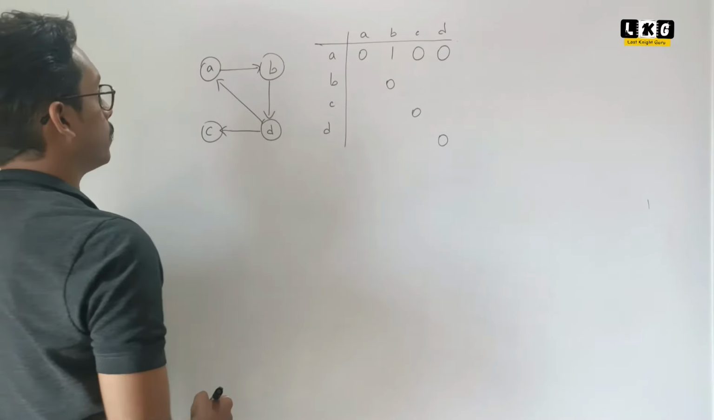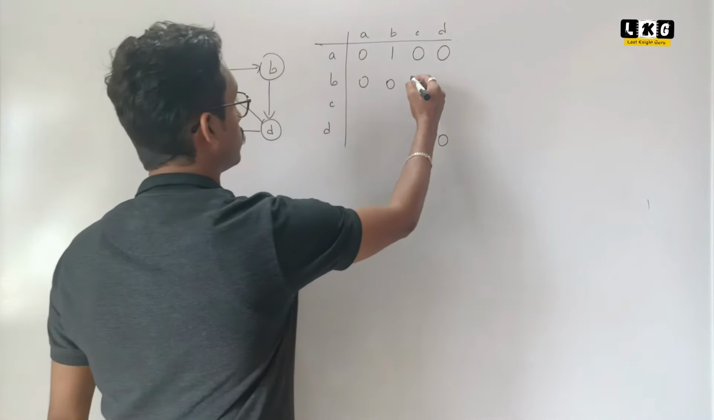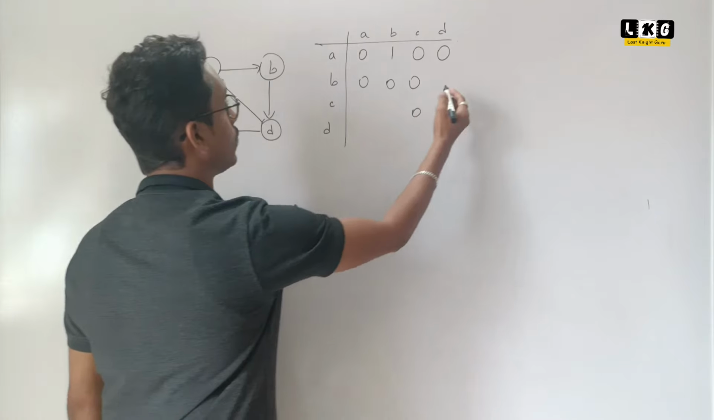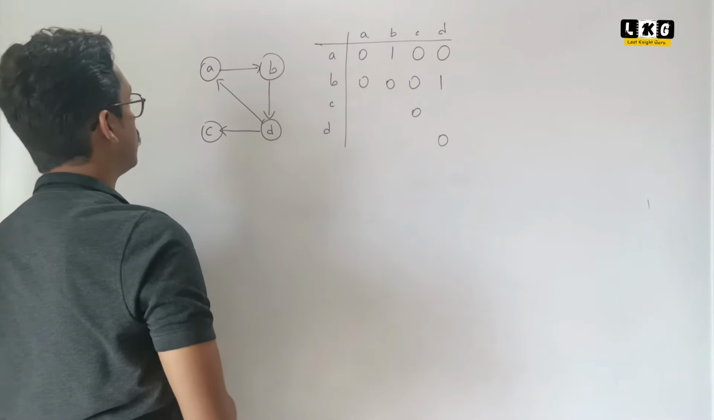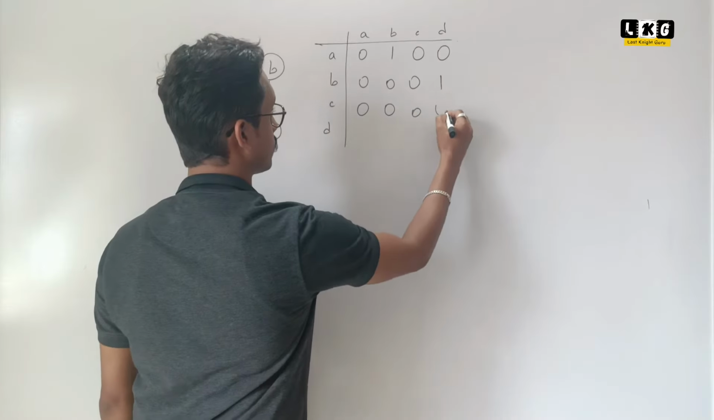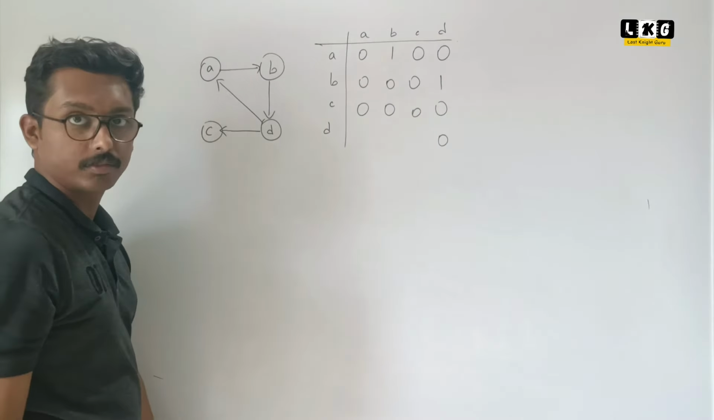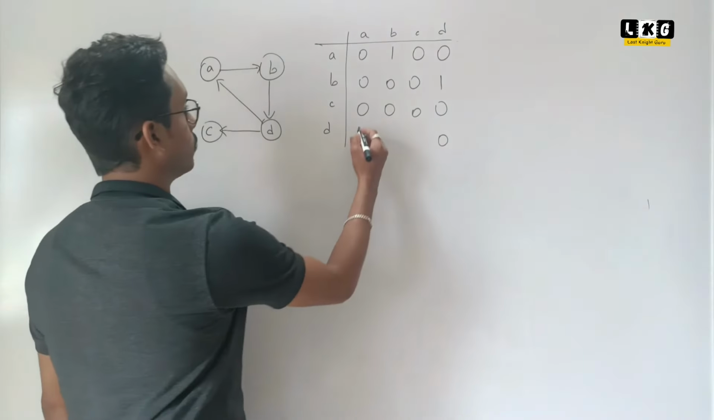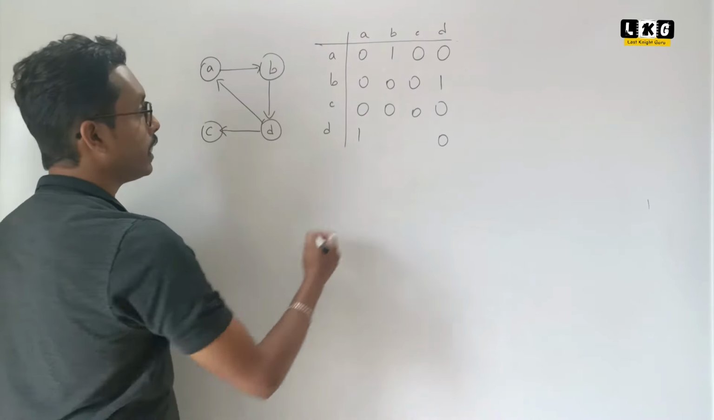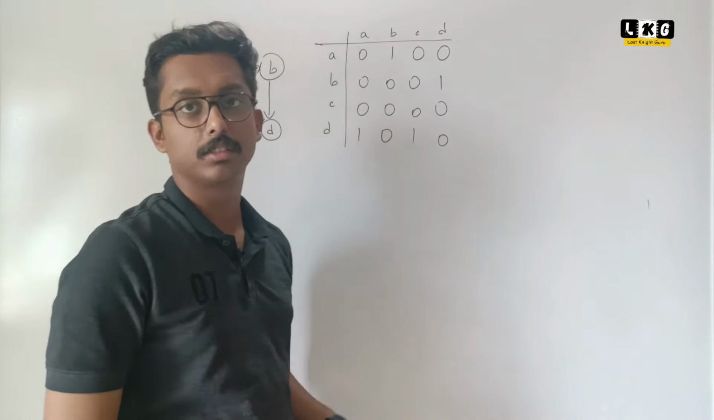Now what about from B to A? B to A it is also 0. B to C it is 0. Is there any route from B to D? Yes, we have a route from B to D. What about C? From C there are no routes of any kind. From C we cannot go to A, we cannot go to B, we cannot go to D. Correct? What about D? From D to A, yes, we have a route. From D to B, we don't have a route. From D to C, we have a route. This is called an adjacency matrix.